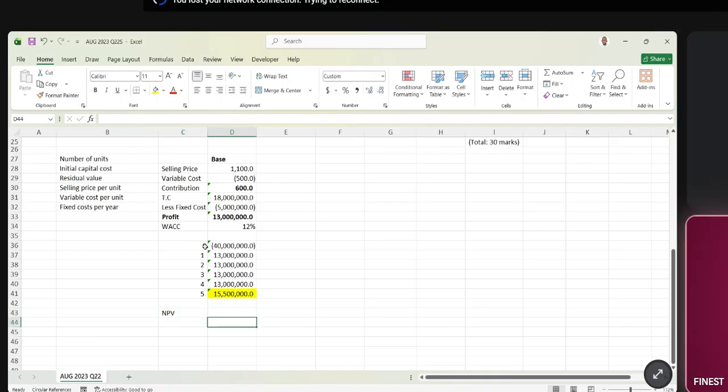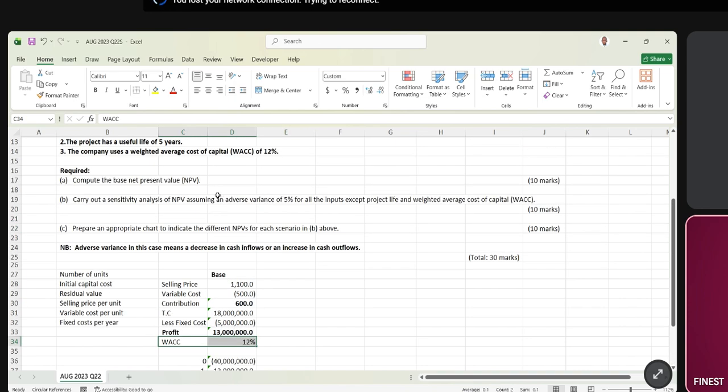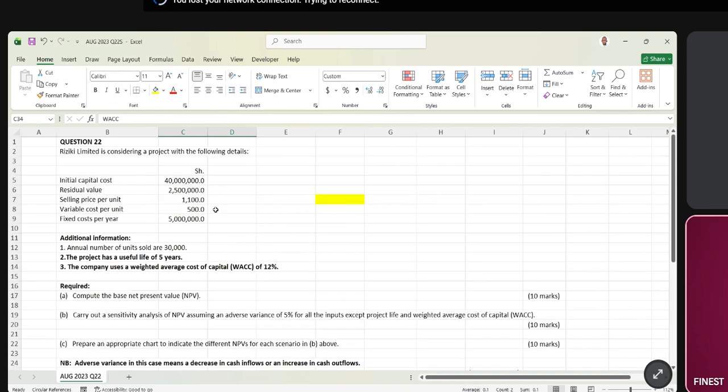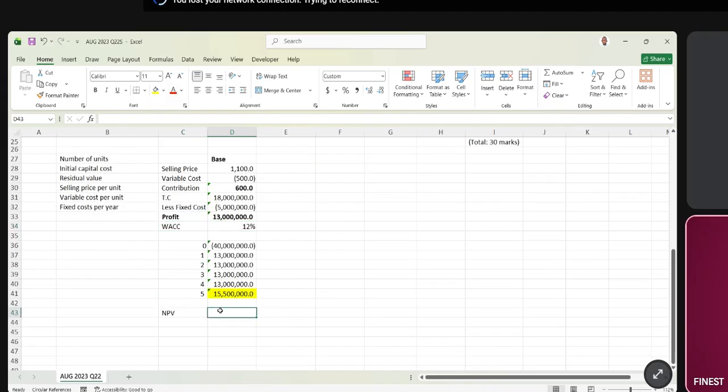I want you to look at this one here. I've just introduced this WACC. WACC is weighted cost of capital, tuliambia ni 12%. So there's no magic I'm doing here.